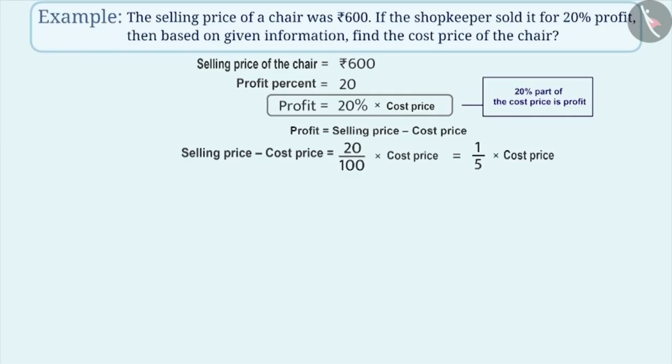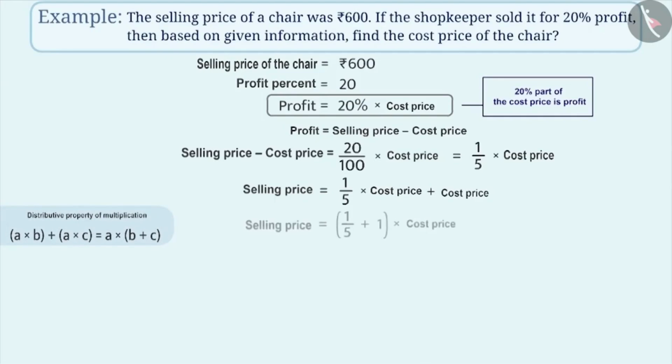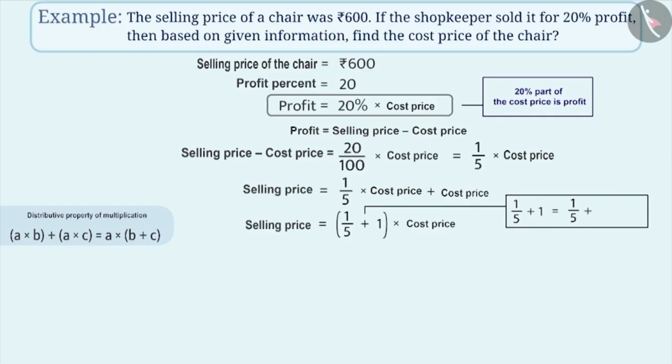We can rearrange this and write it as selling price is equal to 1 by 5 into cost price plus cost price. Now, using the distributive property of multiplication, if we write cost price outside the bracket, then inside the bracket we get 1 by 5 plus 1. Since 1 by 5 plus 1 is equal to 1 by 5 plus 5 by 5 is equal to 6 by 5. So selling price is equal to 6 by 5 into cost price.